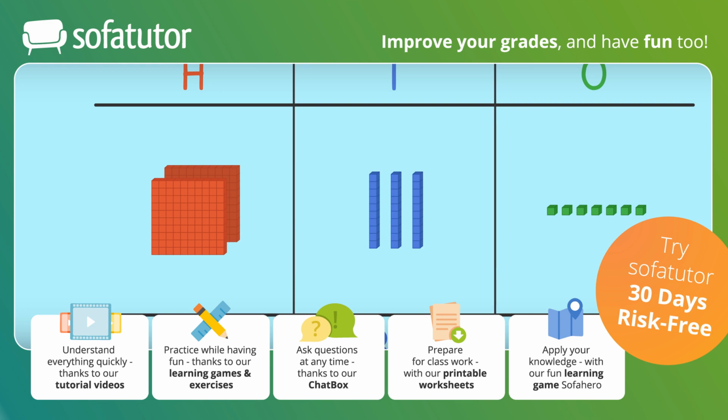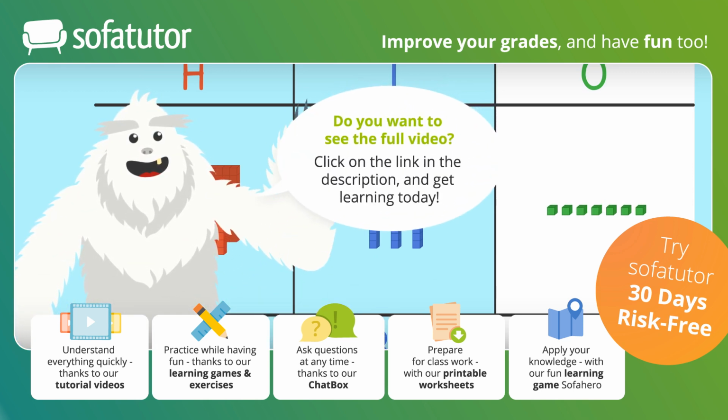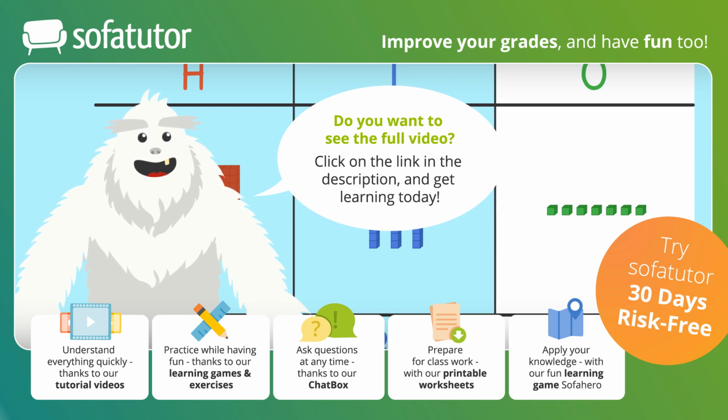Finally, count the ones blocks to identify the value of the number in the ones place. What is the value of the ones place? There are 7 ones blocks in the ones place, so it is 7.